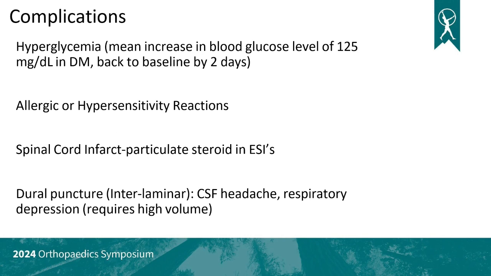Other complications, so hyperglycemia, of course, from corticosteroids. You'll get a mean increase in blood glucose level of 125. So if you're diabetic, you want to be very careful. I typically won't inject anyone with a hemoglobin A1C over 9. That's my hard cutoff. 8 is kind of borderline. We usually check a finger stick blood glucose level before the procedure as well to make sure it isn't too high. You can get allergic or hypersensitivity reactions depending on if that's contrast, iodine, etc.